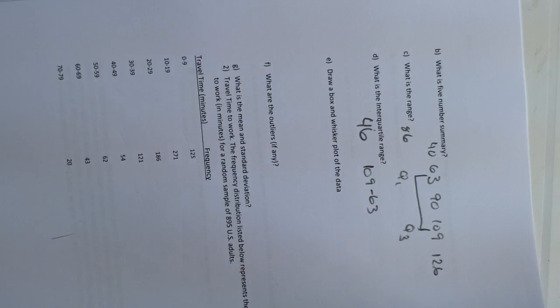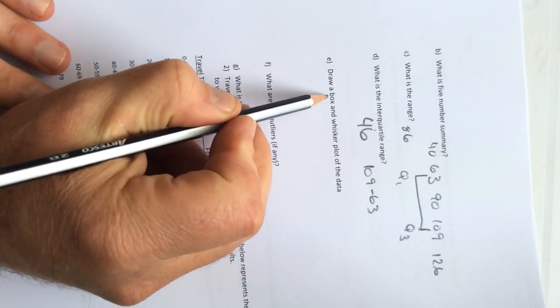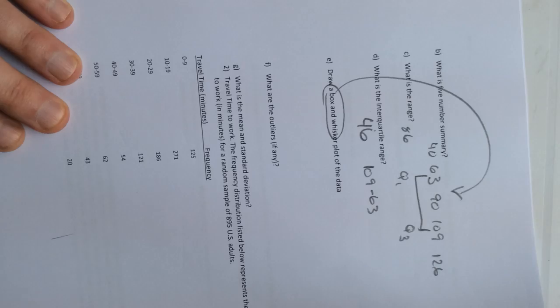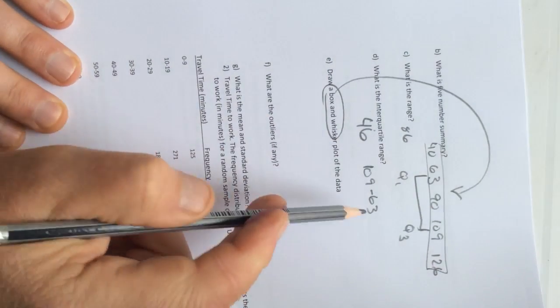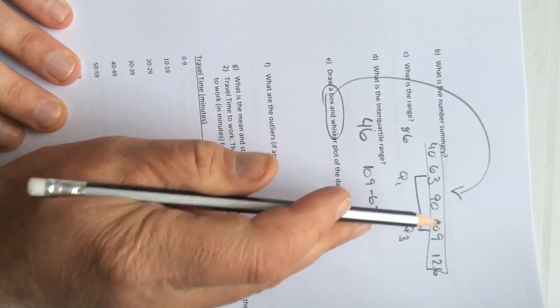So I was on E, draw a box and whisker plot. A box and whisker plot, a box plot, is basically the five number summary in a graph. So it has a low and a high, a quartile and a quartile, and the median.